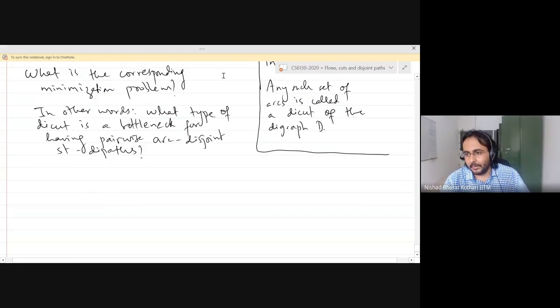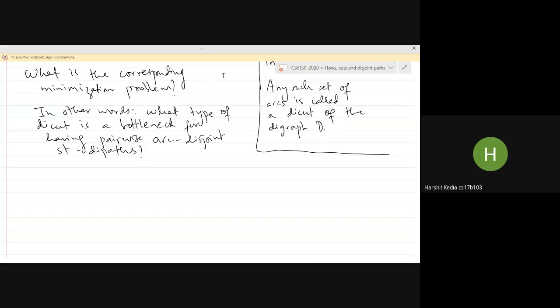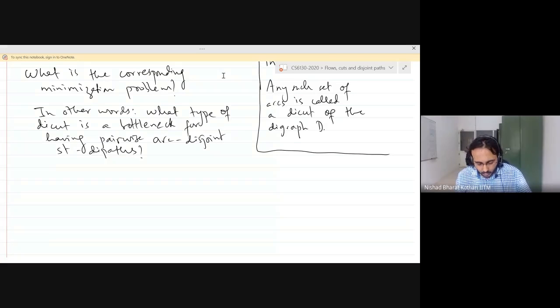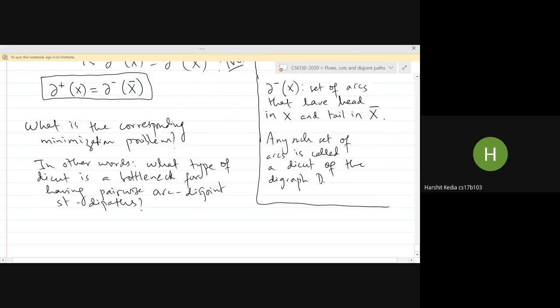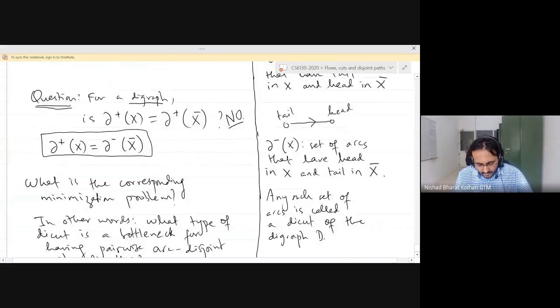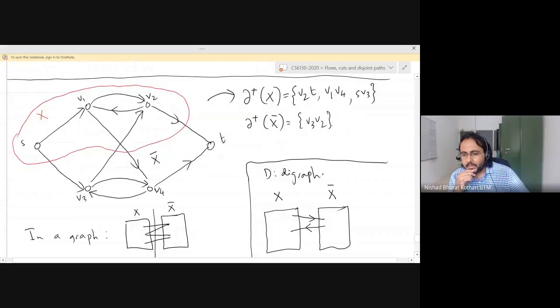Okay, well, I'm going to have to call names. Harshit, are you there? Yes, sir. What do you think? What kind of dicut will prevent us from having lots of pairwise arc disjoint st-dipaths? Not sure. No? Anyone else? Ravi Kiran, are you there?